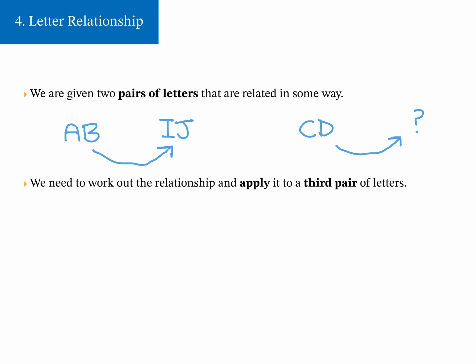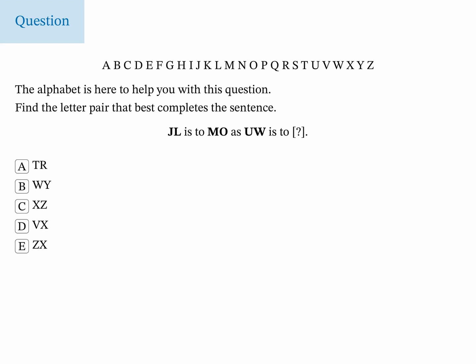So the best way to see this in action is to actually have a go at a question yourselves. I'll read the question to you and then I'll let you have a go at answering it, and then we can work through this. So the alphabet is here to help you with this question. Find the letter pair that best completes the sentence. JL is to MO as UW is to what? So have a go, see what you think the answer is, and then we'll work through this in a few moments' time.